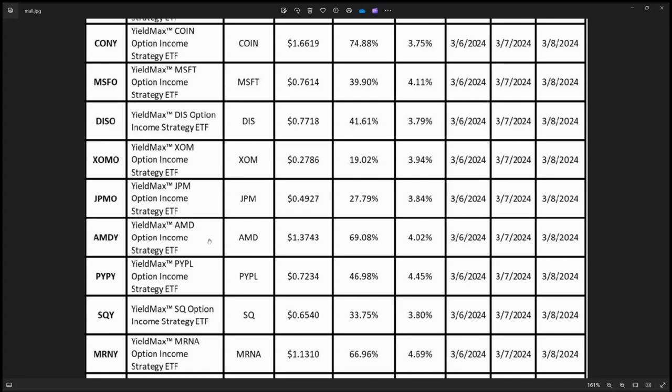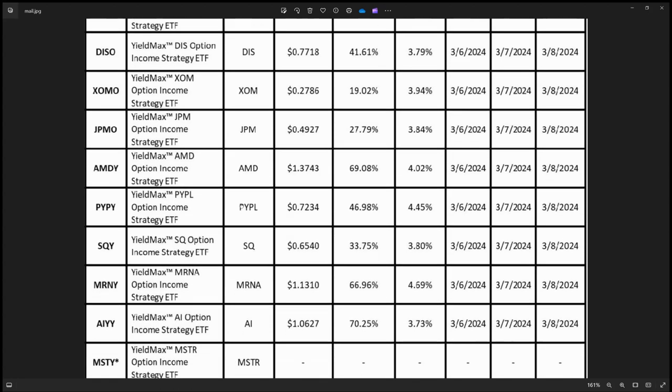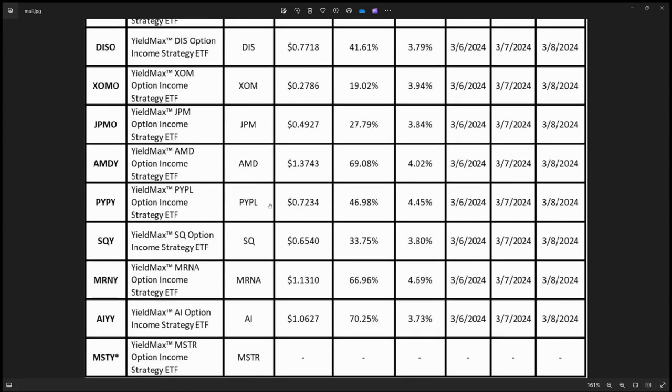AMD, very nice. As we know, AMD had a great month, and of course AMDY followed along, and we got $1.37 at 69%. Super good results. PYPY, 72 cents, 47%. For PayPal, which is up and down, that's really not bad. That's a good month. I'm not familiar with what they did last month, but I think that's pretty good for them. SQY, 65 cents, 33%.